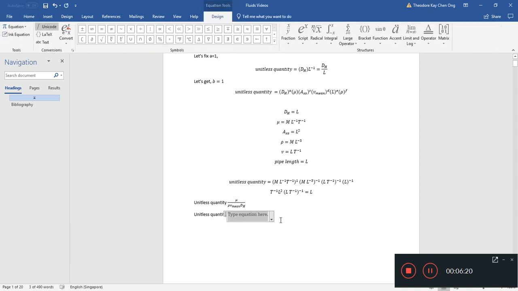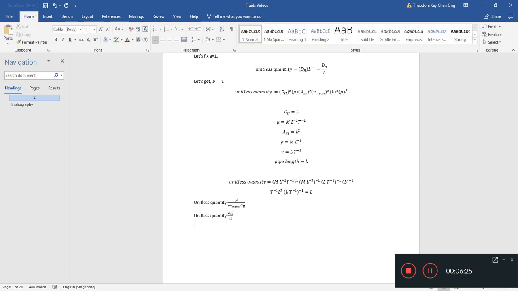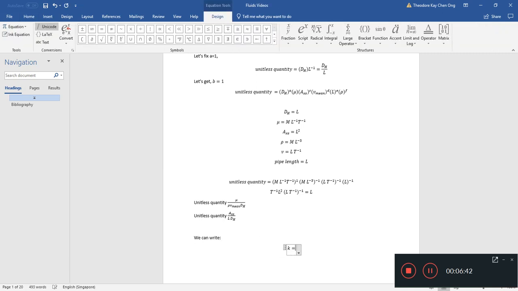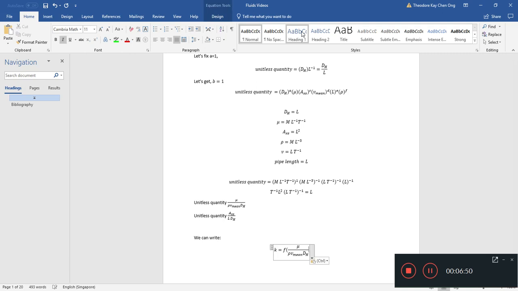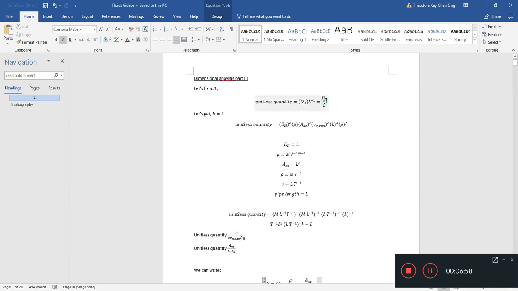We can use A, the cross-sectional area, over L and d_H to be our third unitless quantity. So we have 3 pi groups here. We can write K equals some function of this one and this.